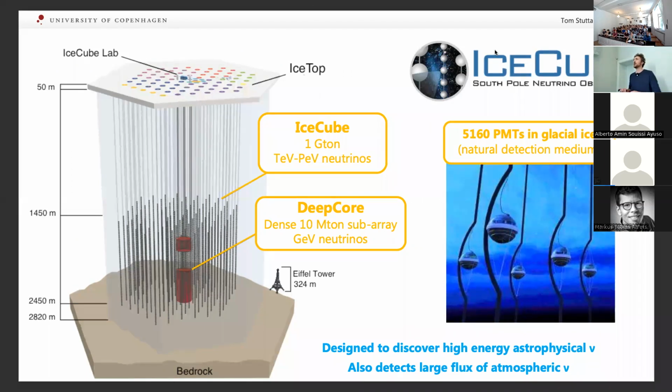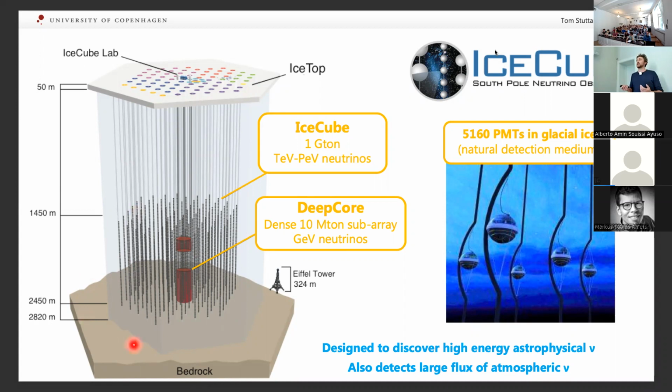IceCube, for those who don't know, is a detector at the geographic South Pole. It is located about 1.5 kilometers under the ice, and it is basically a lot of melted holes down into the ice with photomultiplier tubes lowered into position. And the real USP of IceCube is that it's an extremely large detector. It's a cubic kilometer of ice, and because neutrinos interact so rarely, you need a very large volume detector to see them in high statistics.